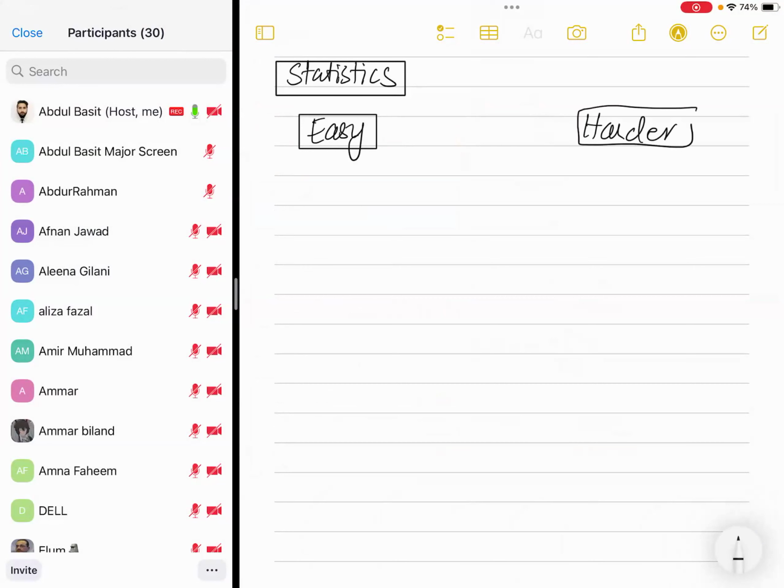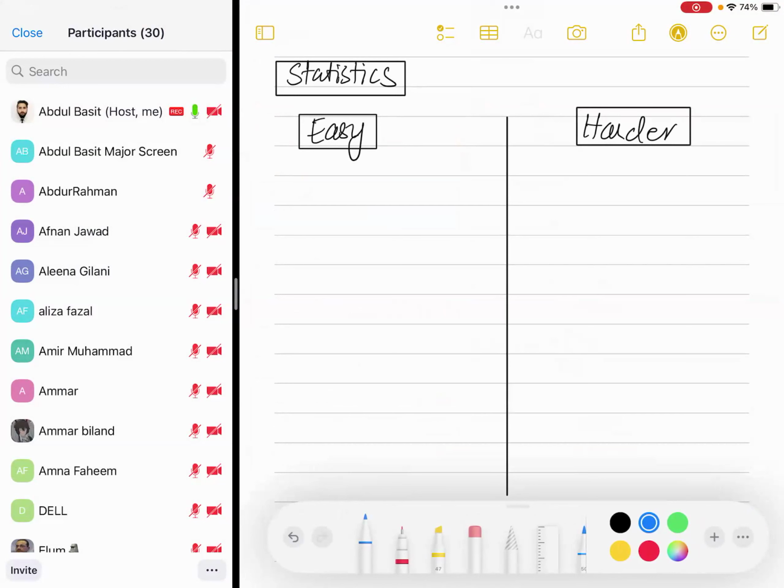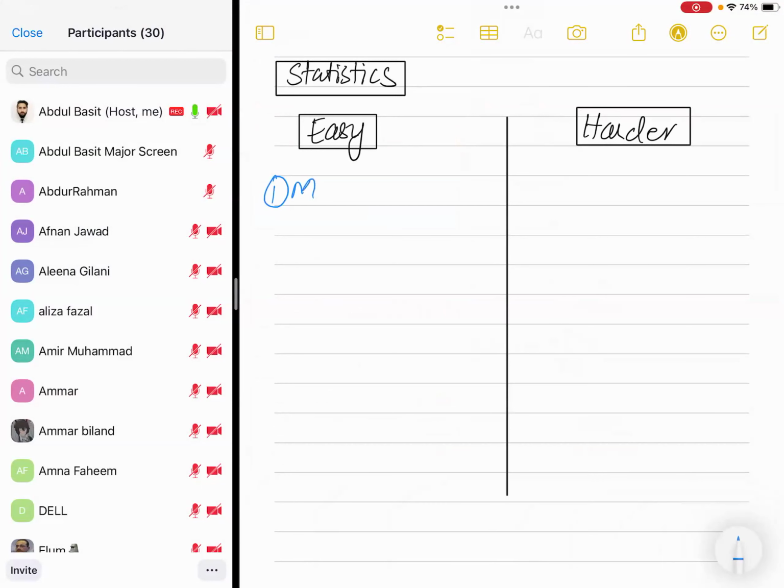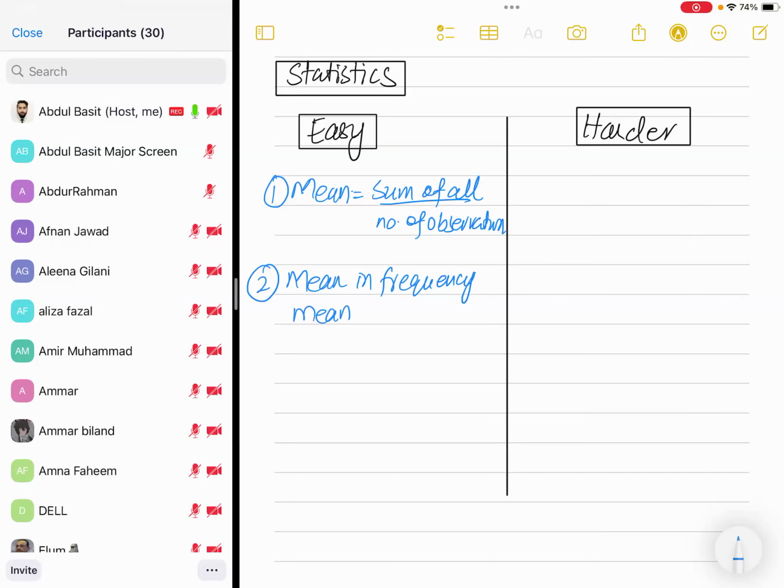Technically, stats is a very easy topic from the exam point of view. First of all, in the easy portion, you need to understand what the mean is. Mean is the sum of all values divided by the number of observations, which is typically an average. Second one is the mean in a frequency table. When we have frequency, mean is equal to summation fx divided by summation f.